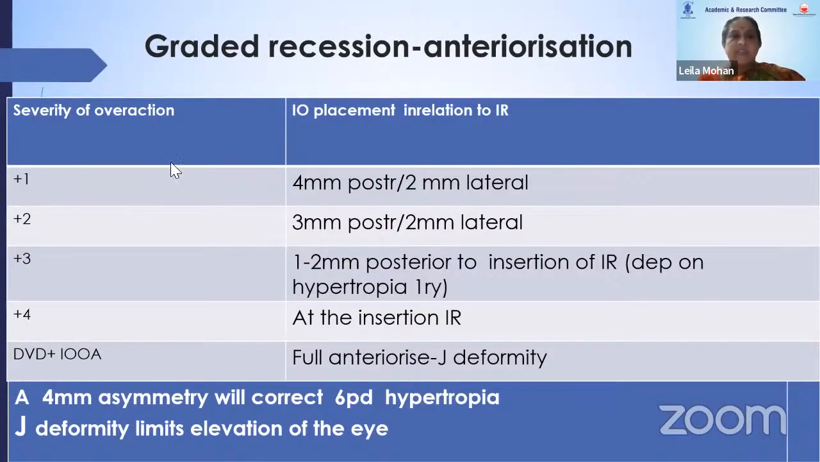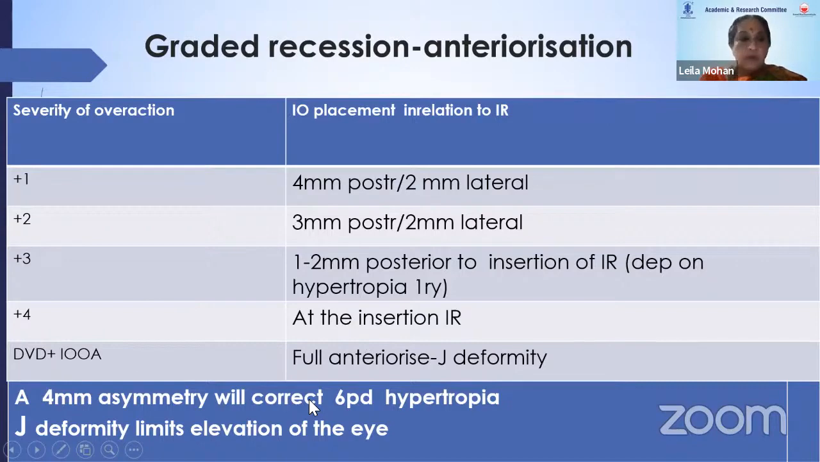Yeah, so this is an algorithm: when there is +1, about 4 millimeter behind, inferior to the inferior rectus; +2, 3 and 2, that is 3 millimeter posterior and 2 millimeter lateral, is the Parkes point; +3, 1 to 2 millimeter posterior to the insertion; and +4 at the insertion, as we see here.